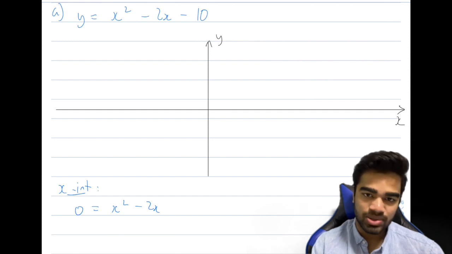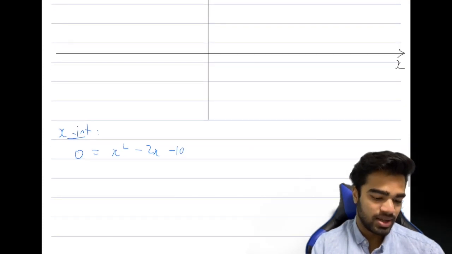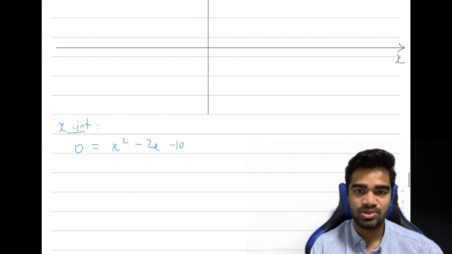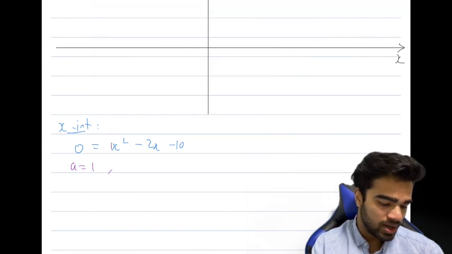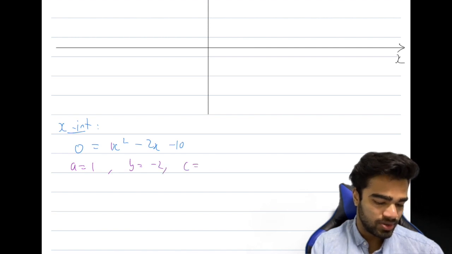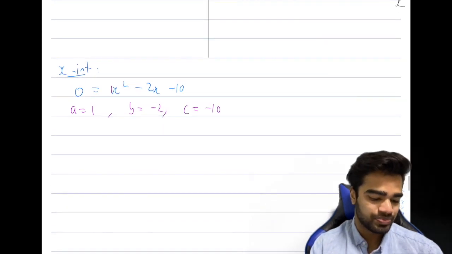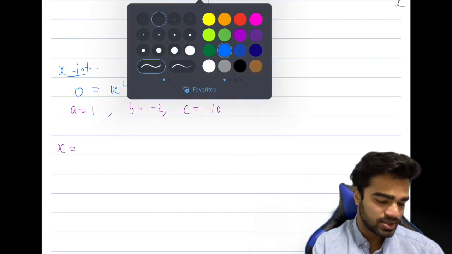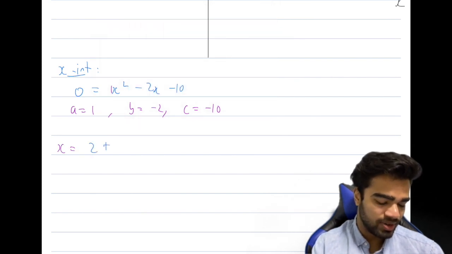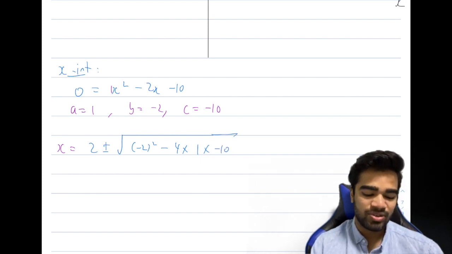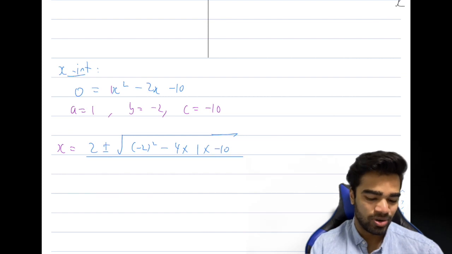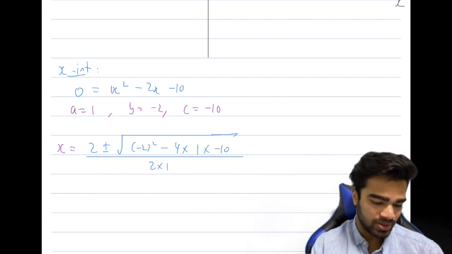x squared minus 2x minus 10. Then use the quadratic formula, because if you try to factorize this, you won't be able to. So what is a, b, and c? a is 1, b is negative 2, and c is negative 10. So x equals negative b, so negative of negative 2 is 2, plus or minus the square root of b squared, so negative 2 squared, minus 4 times a, which is 1, times c, which is negative 10. I know it's a big formula, but you'll get used to it as you do it more and more often. Over 2 times a, so 2 times 1.